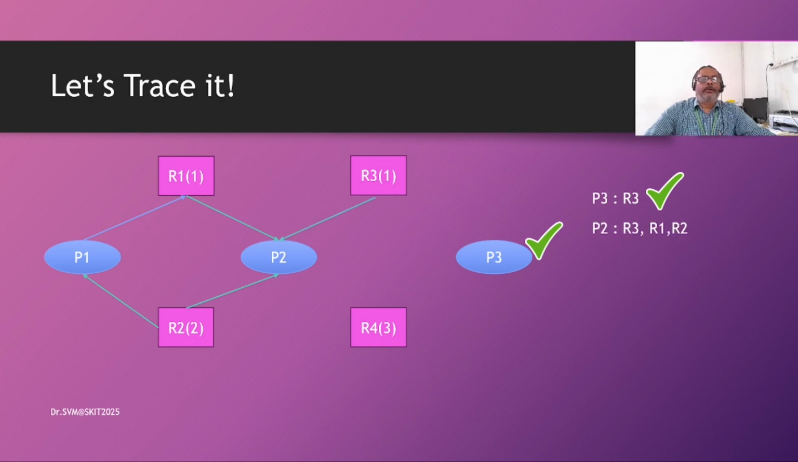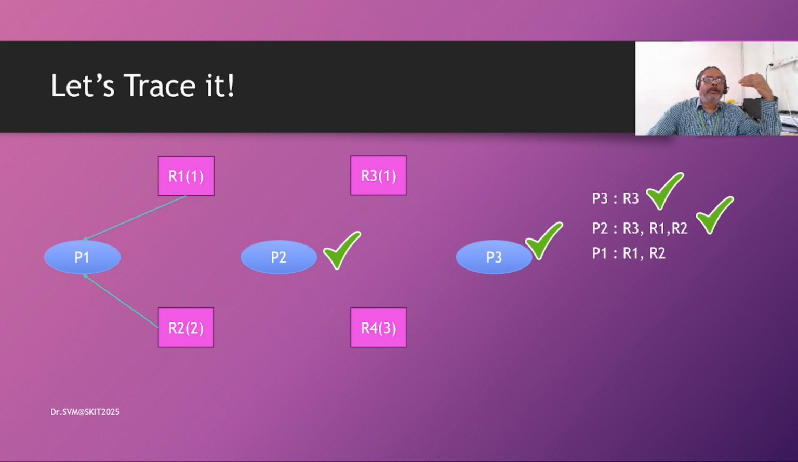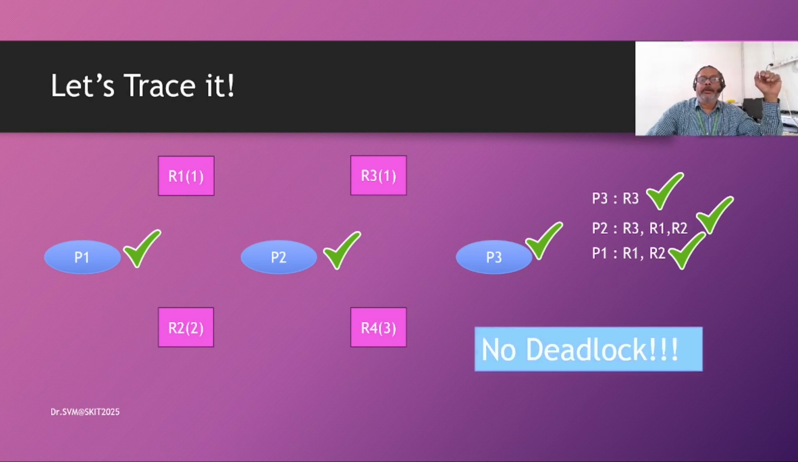Then P2 has got R3, and R1, R2 were already with it, therefore P2 can complete its job. Done. Then R1, R2, R3 all three get released, and now R1 is free, so R1 will be available to P1. P1 gets R1, R2 both, and therefore P1 also gets executed. So P1, P2, P3 everything gets executed, so no question of deadlock at all.